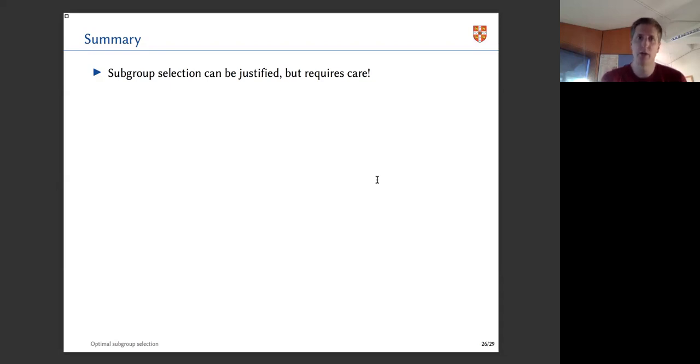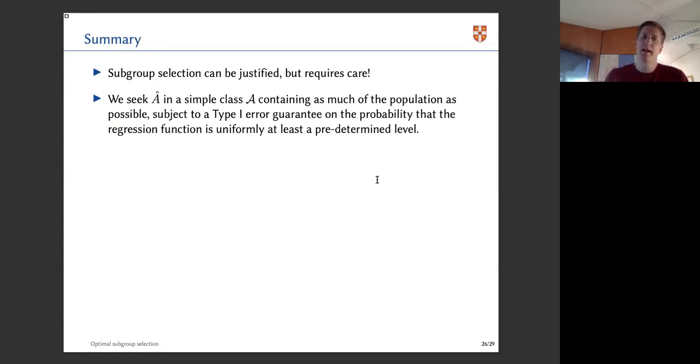I think the type 1 error control requirement that we make is a stringent one. That means that I think that's appropriate in the randomized controlled trial setting, but it may be in other contexts that having more like an average control condition might be sufficient. I think that's rather context dependent. So the way we formulate the problem is to seek a data-dependent selection set belonging to an interpretable class that contains as much of the population as possible, subject to a type 1 error control guarantee.